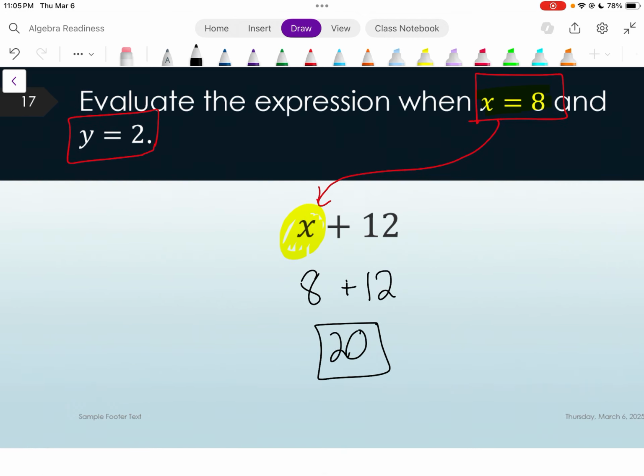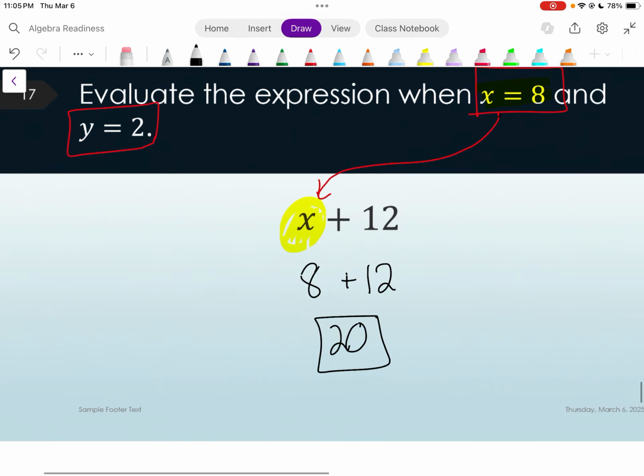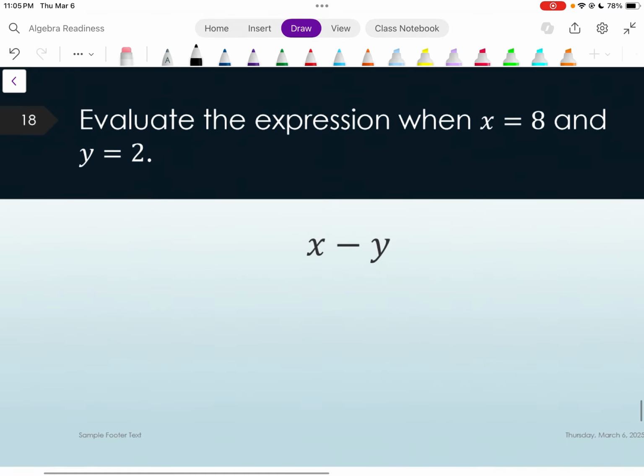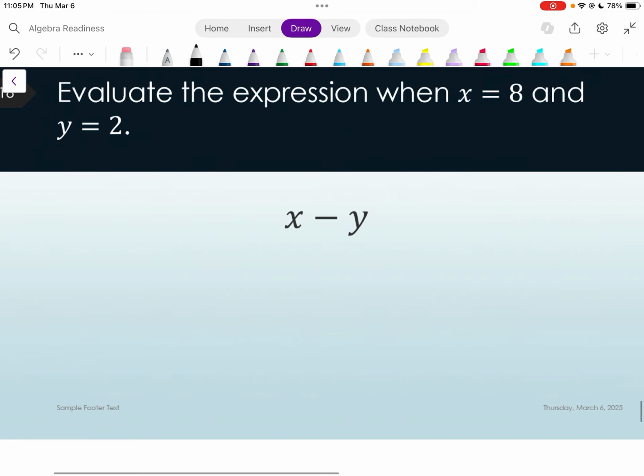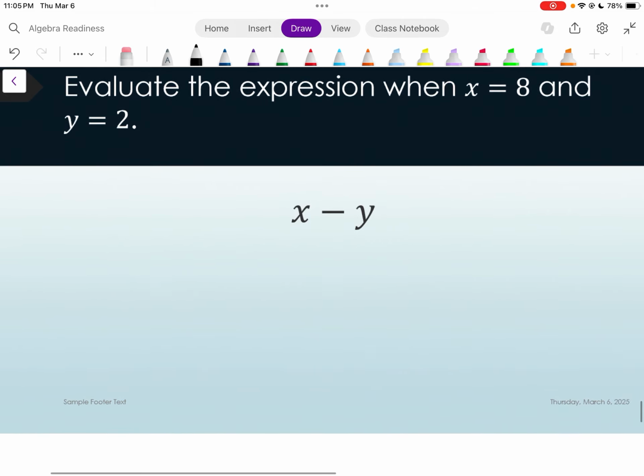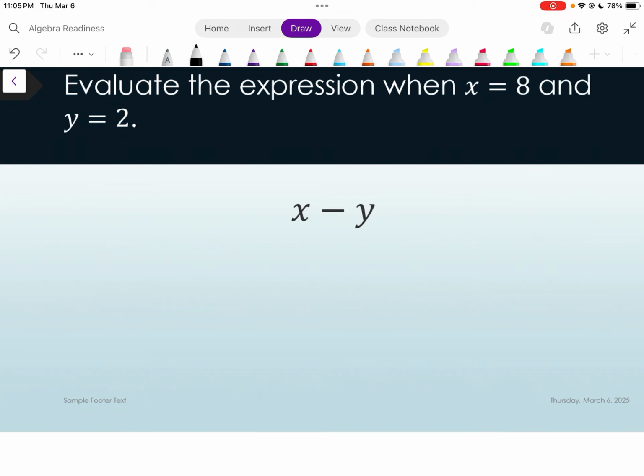Most of this is previous knowledge. The newest part of this is the substitution, where we are given an expression with variables and numbers, and after we substitute, we have only numbers and are able to solve. All right, go ahead, try this one on your own, and then we will go over the answer. So hit pause, try the problem, and then play the video again.